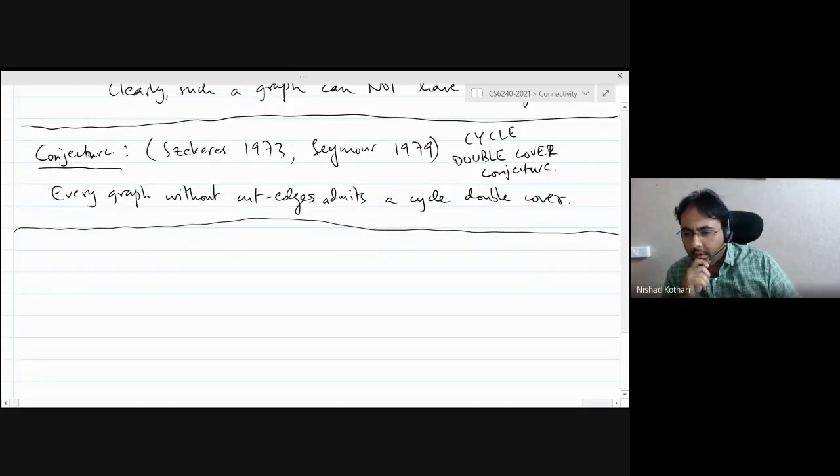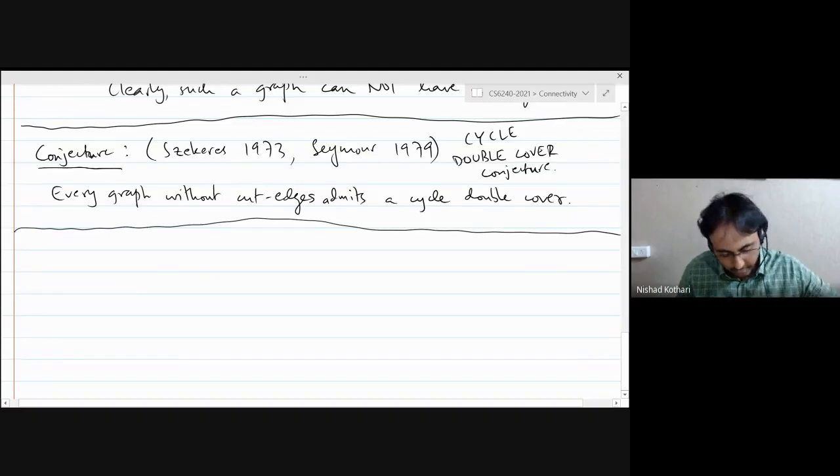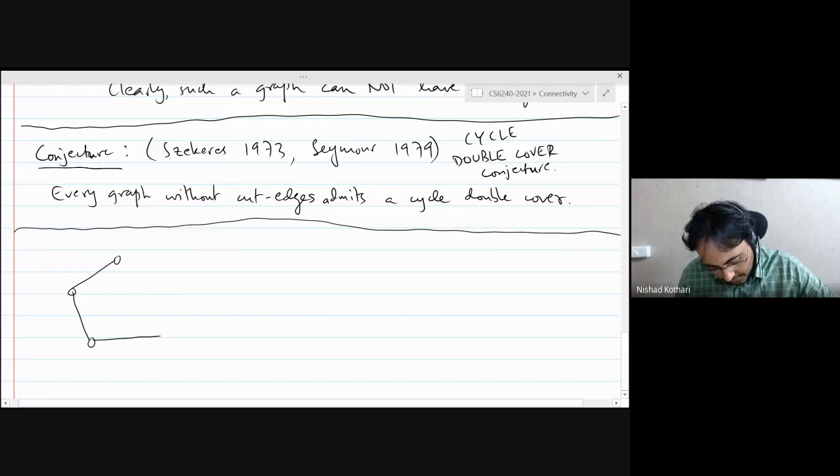Okay, there's a few comments on the chat box. At least all graphs can be covered by at least 2 cycles. So I think it was probably, okay, Shayani has a question. How about C5? Okay, so that is a good point. So what about C5? Does this graph have a cycle double cover?